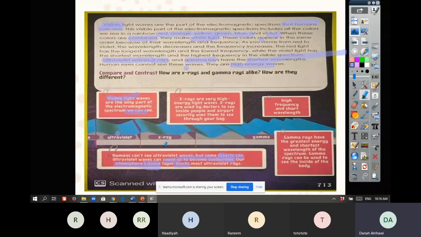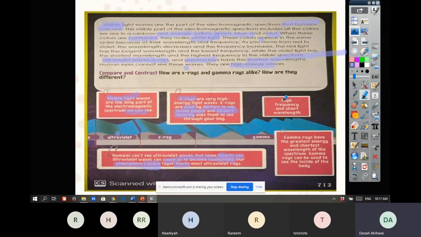After the visible, they are harmful, very dangerous. They have high energy. What about the X-ray? X-rays are very high energy light waves. Why do we use them? We use them so doctors can see inside people, and also in airport security to see inside your bags.